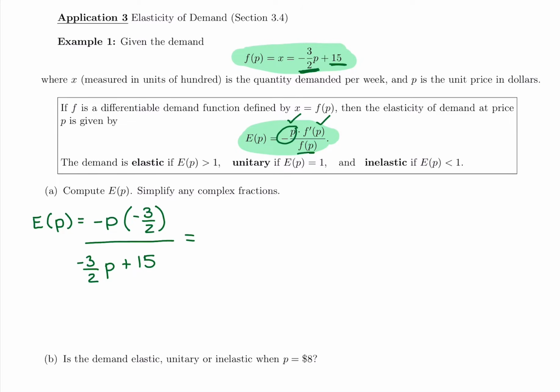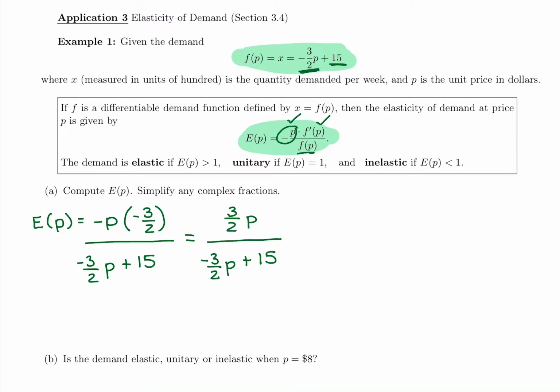I'm going to multiply the numerators together first. The numerator is going to be positive each time that we multiply it out. So negative P times negative 3/2 is just going to be positive 3/2 P. So we have a positive numerator and negative 3/2 P plus 15 in the denominator. And it says to simplify any complex fractions. So I know I have a complex fraction because my numerator has a denominator. I shouldn't have a fraction within a fraction, so I'm going to simplify that.